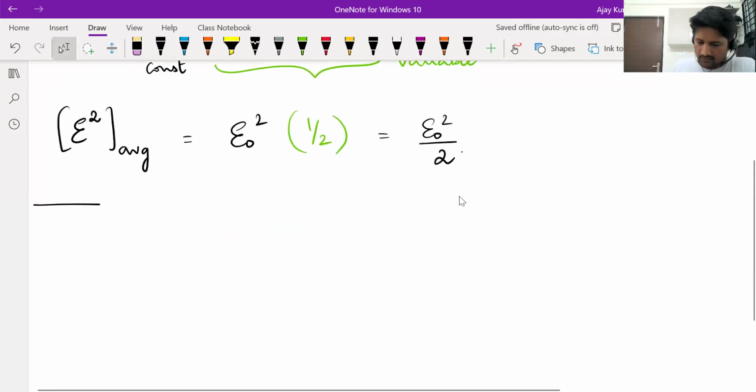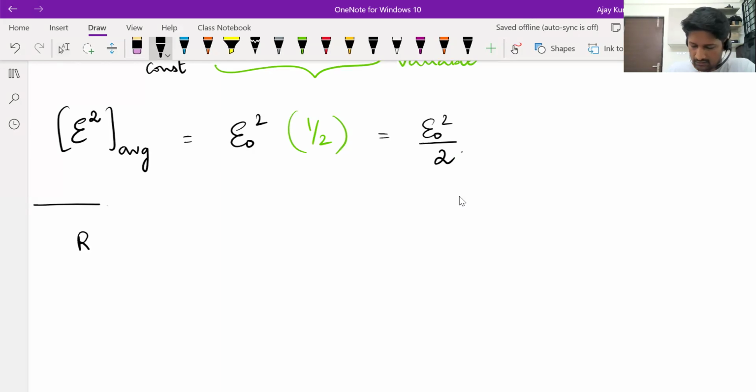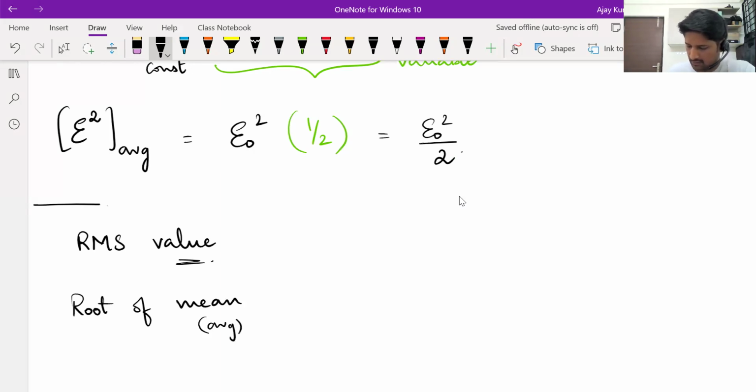Next, quite often in problems, we'll be required to calculate the root mean square value of the function. RMS literally means root of mean, where mean means average, of square.